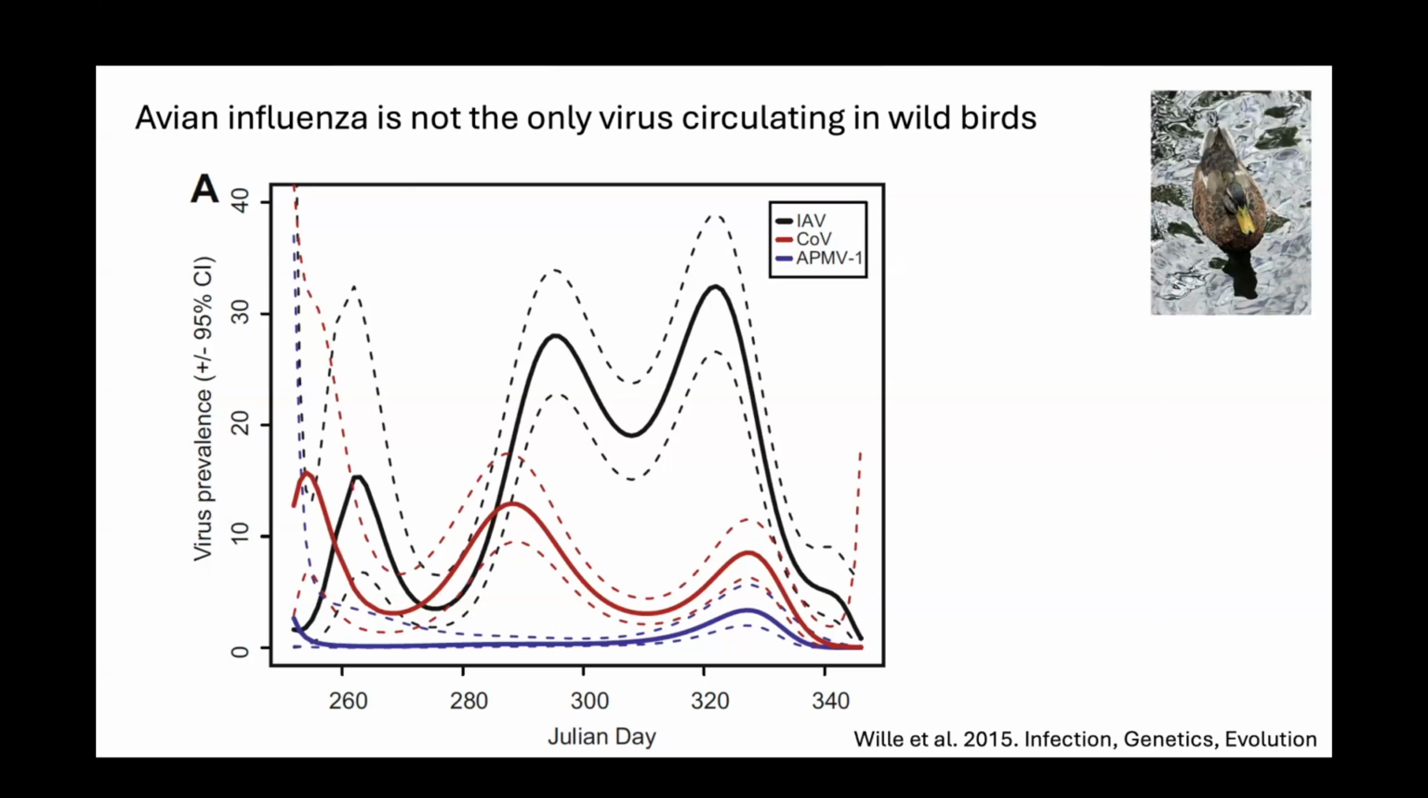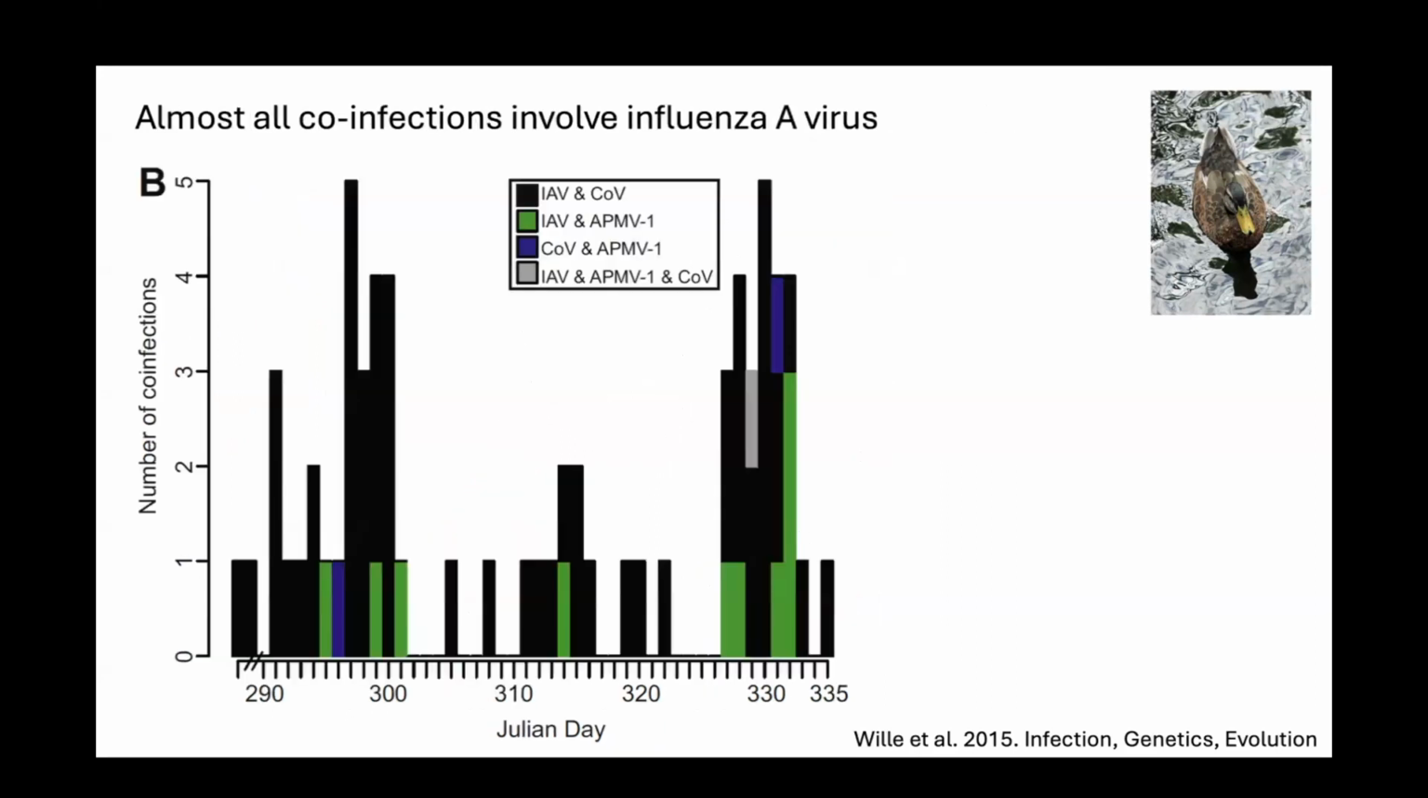Okay. So look at this. We looked for 3 viruses in our ducks, and lo and behold, they're all there. Then when I was looking at this data, we found quite a lot of birds were co-infected. Okay, so birds were positive for more than one thing. You see this kind of bimodal shape again, because that's reflective of the dynamics of the system. But almost all the co-infections involved influenza. So AIV is influenza, okay? And so you see a lot of black and green and gray.